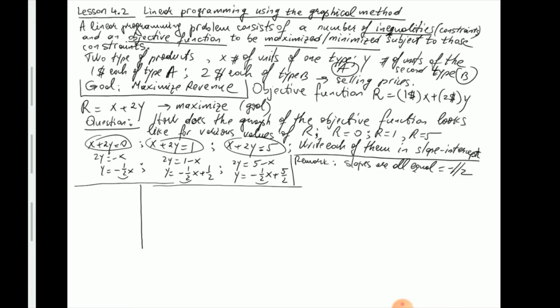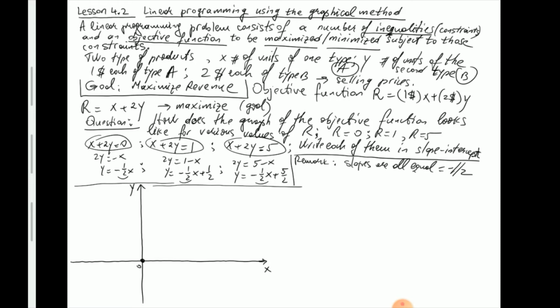So let's do the coordinate system. So this is x and this is y. And let's sketch these 3 lines for these 3 possible values of the revenue. So the first one, x plus 2y equals 0. It goes through the point 0, 0. That's one obvious point.